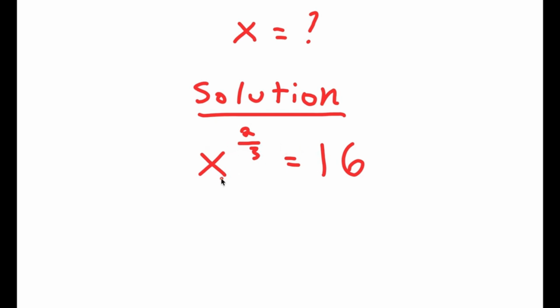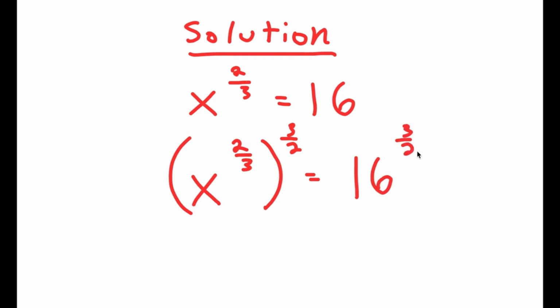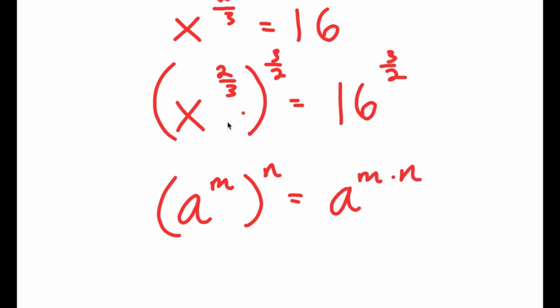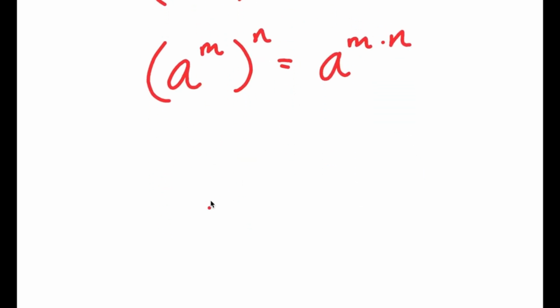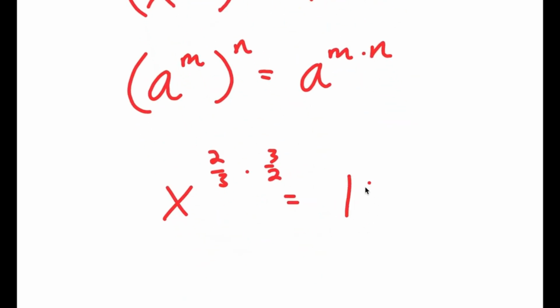And what I'm first going to do is take the power of 3 over 2 on both sides. So now I have x to the power of 2 over 3, all to the power of 3 over 2, is equal to 16 to the power of 3 over 2. And now if I have something in the form a to the power of m to the power of n, this is equal to a to the power of m times n. So x to the power of 2 over 3 to the power of 3 over 2 is the same thing as x to the power of 2 over 3 times 3 over 2. And this is equal to 16 to the power of 3 over 2.